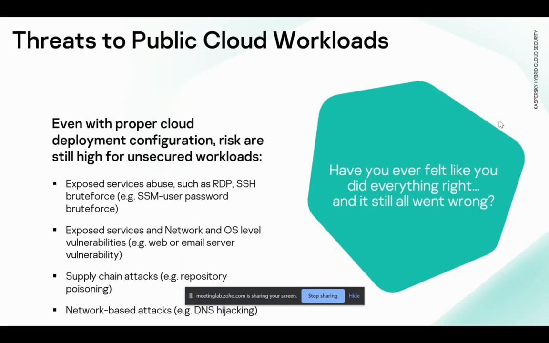So for these cloud workloads, there is a constant threat of brute force attacks on RDP and SSH ports. Simply spinning up a VM and enabling the public IP for RDP and SSH, you might be under the threat of a brute force attack. So your credentials can be compromised, and you have exposed services at the network and OS level vulnerability.